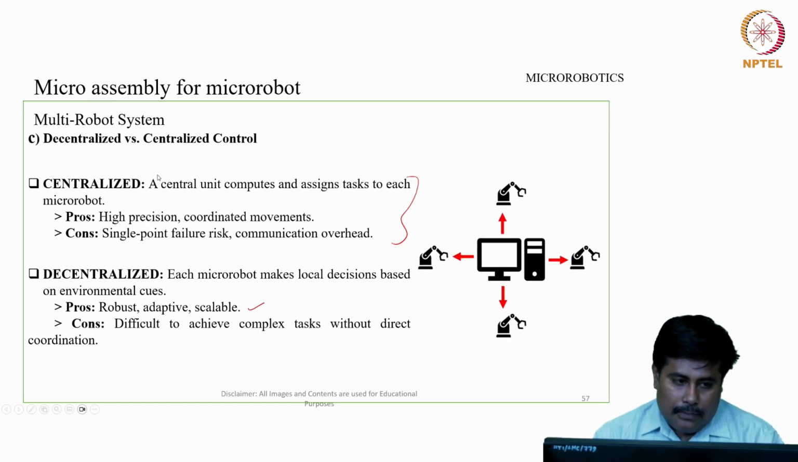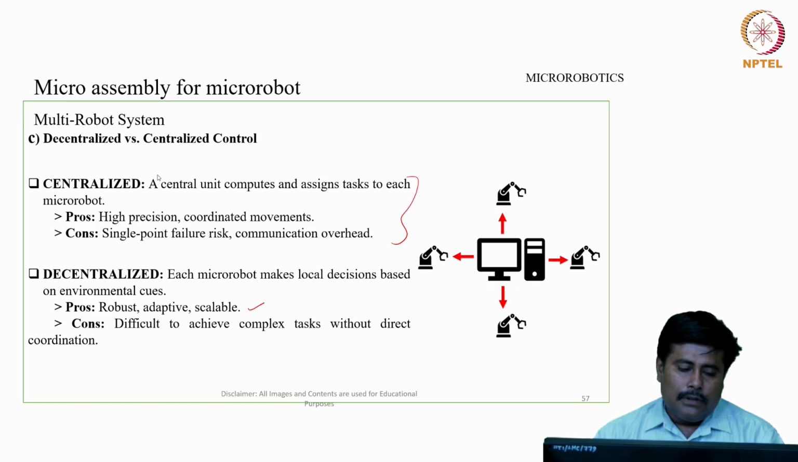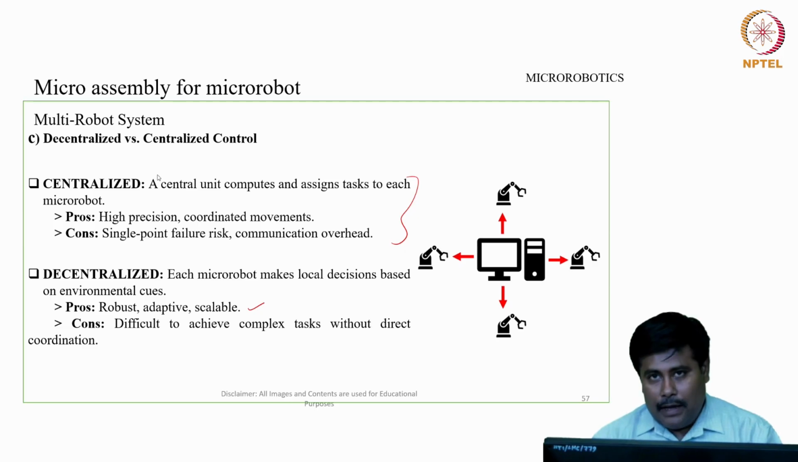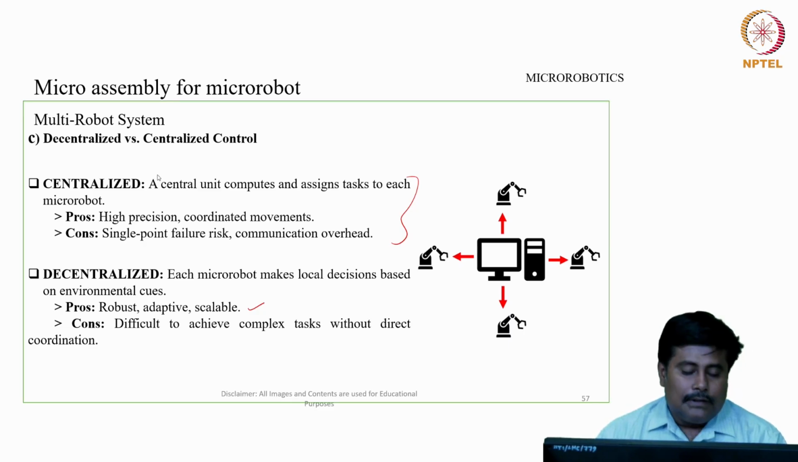Now, if you closely observe multi-robot systems, we have decentralized versus centralized control. As far as centralized control is concerned, a central unit computes and assigns tasks to each micro robot. On the positive side, it has high precision and well-coordinated movement. However, on the negative side, there is a single point of failure risk and communication overhead.